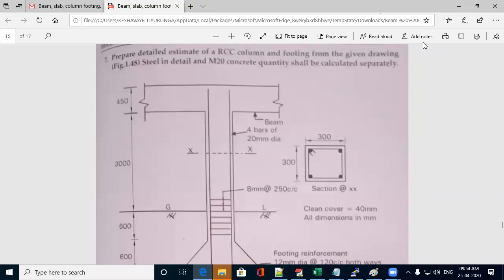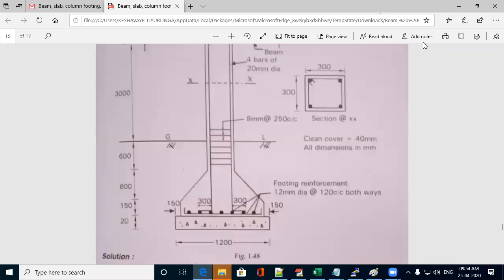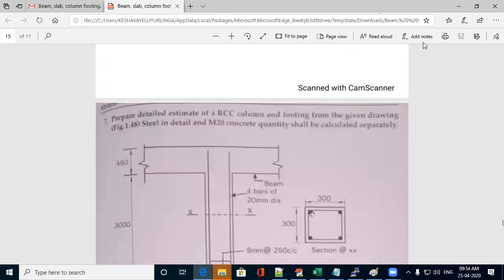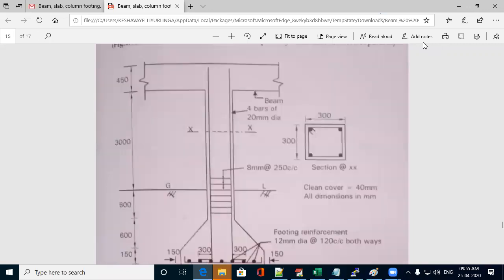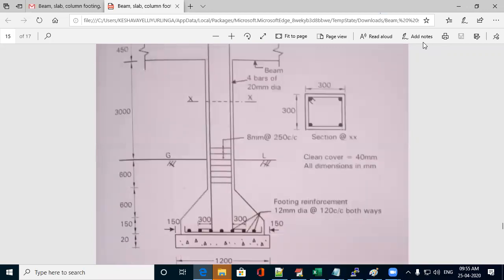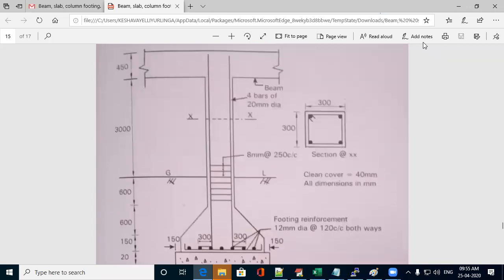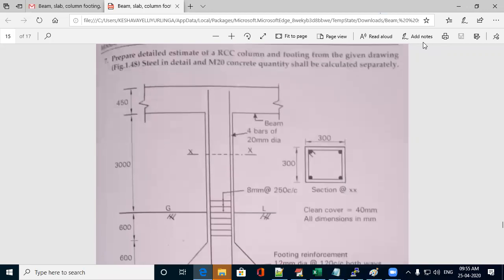Dear students, today let us learn about the estimation of another column footing with trapezoidal shape. One more thing is that in this problem they have given the diagram directly. Using this diagram you have to do the required calculation. They ask you to find out the detailed estimate of an RCC column and the footing from the given drawing.